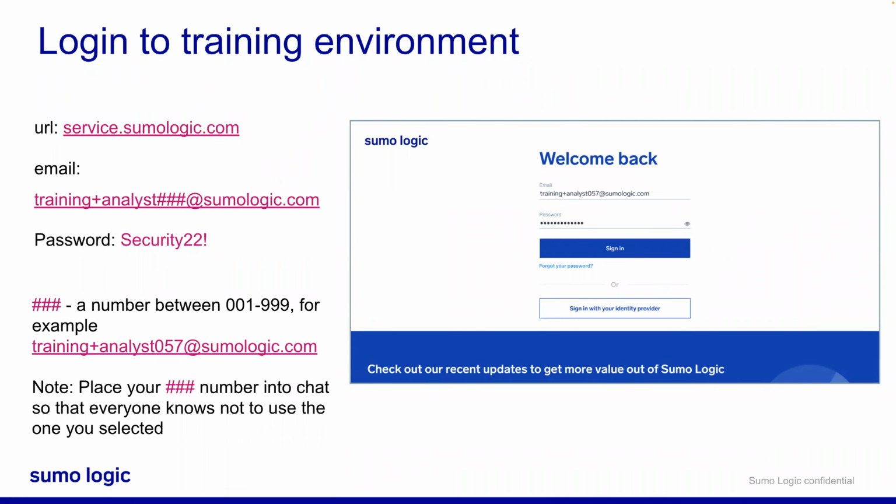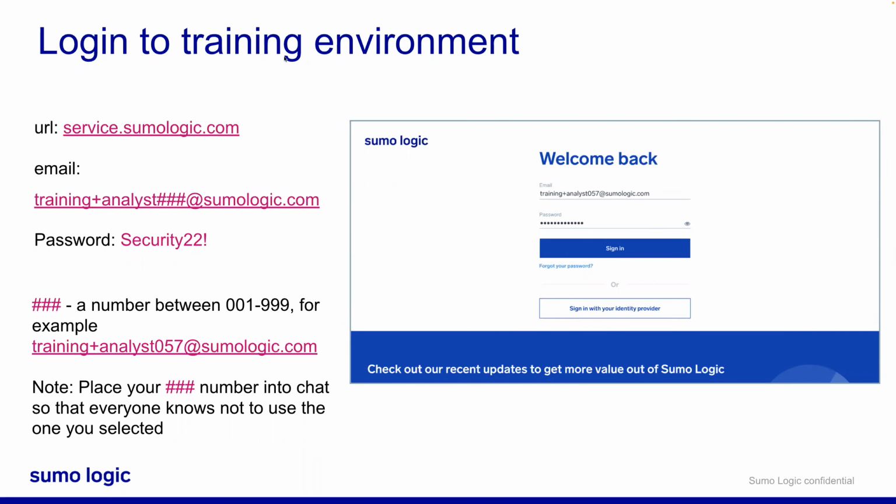And then for the password, we're going to use Security22 exclamation point with a capital S. So what I'd like you to do is go ahead and log in right now. I'm going to log in as well. Once you're logged in, if you can let me know that you're logged in. Oh, let me go ahead and put those credentials back into the chat. I didn't do that properly. Now you should be able to see them.